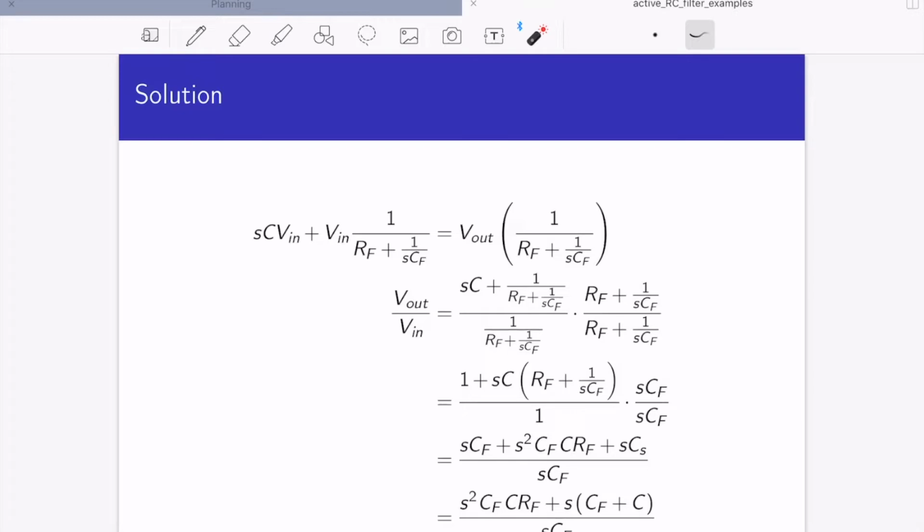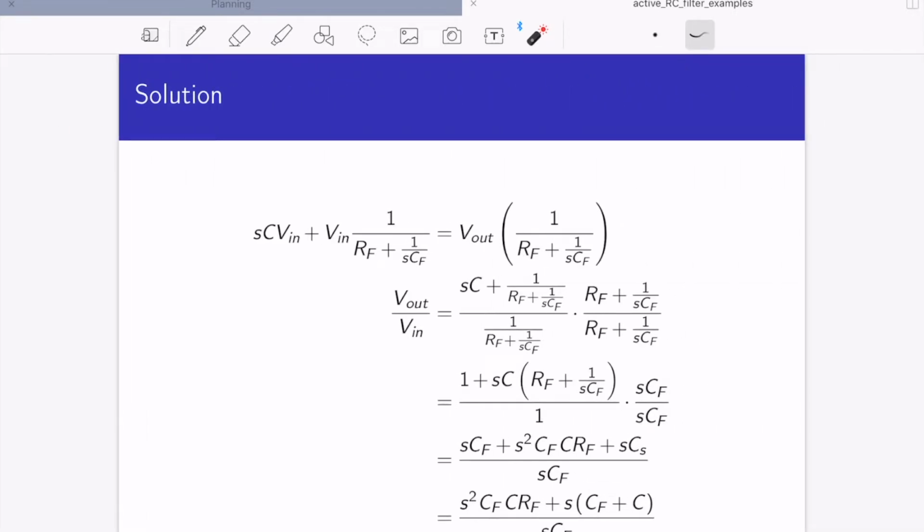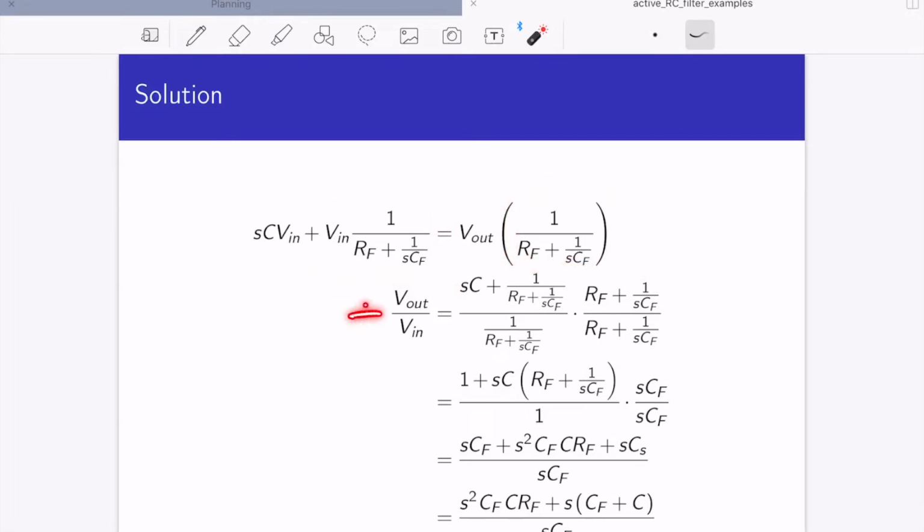The first thing we're going to do is group the V ins on one side of the equation and V out on the other side. So we collect all the V in terms, that's here. The V out term is here. Then we find the ratio of V out to V in. It's a giant mess right here.